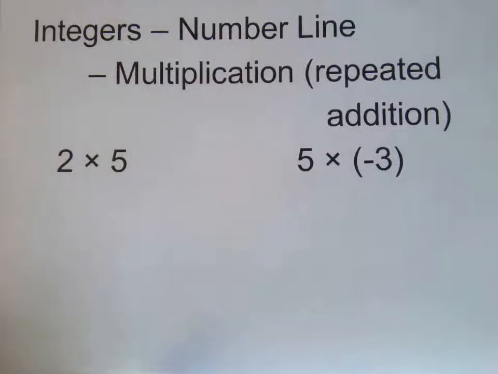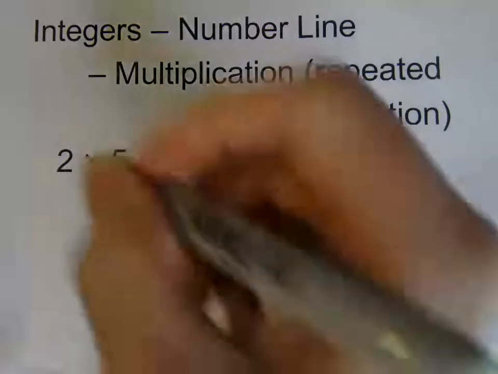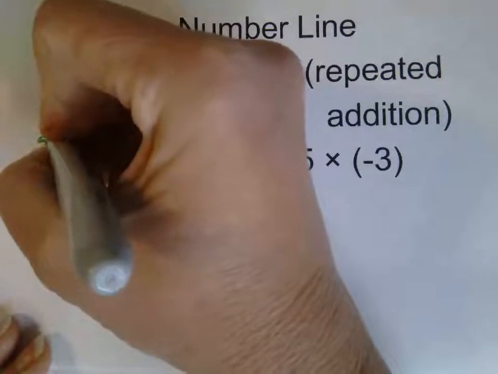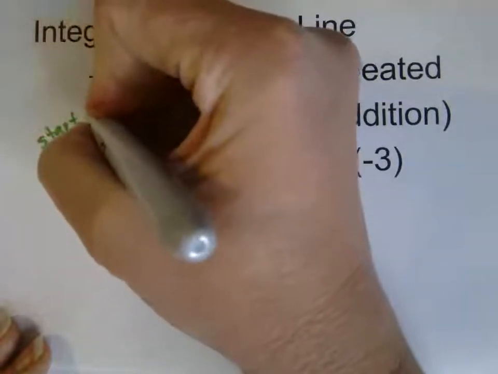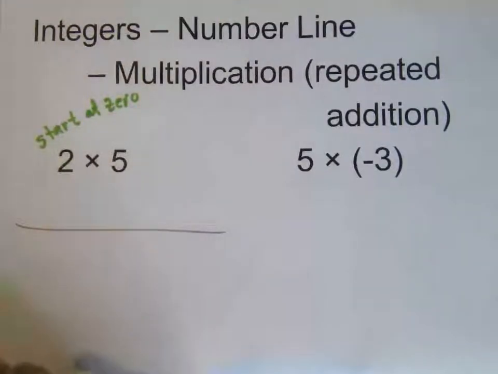Hello, this micro training is on integer multiplication using repeated addition on the number line. Okay, so we always start at 0 whenever we're using a number line model. So we've got the number line and we start at 0.